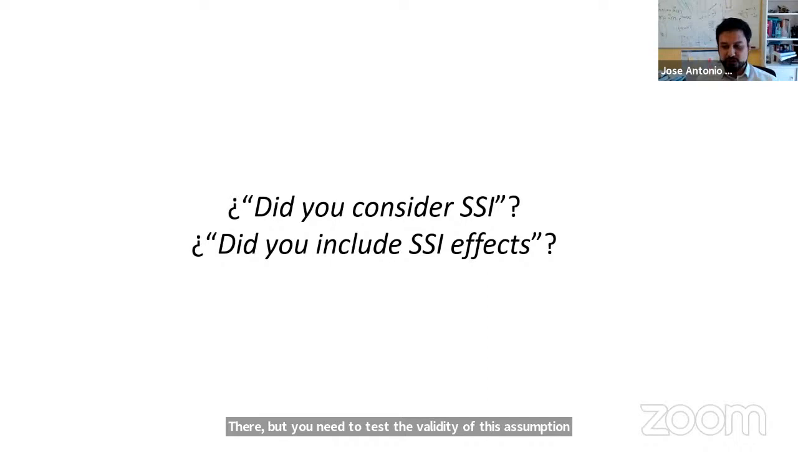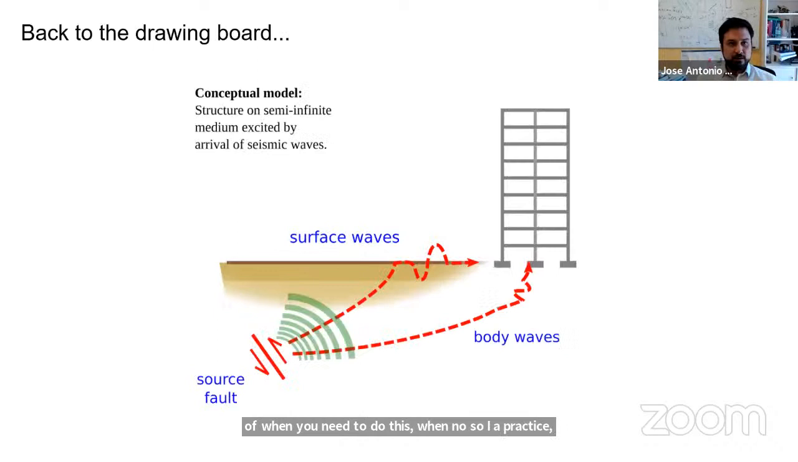In this, there are no recipes for soil structure interaction. There are a few recipes here and there, but there's no general consensus of when you need to do this and when not. So in practice, what you need to do is try it out, right? Evidence-based. So where are we? We want to model basically an earthquake that comes from a source fault, propagates through the crust into the upper crustal soil layers and arrives at a feature that we want to study. So this is our conceptual model of how we think about SSI.